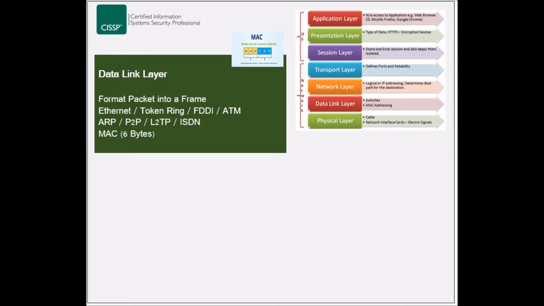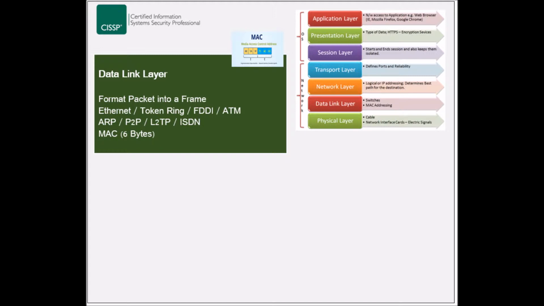The data link layer contains the protocols that convert the packet into the appropriate frame, which is then sent to the physical layer. Some of the protocols found at the data link layer include the address resolution protocol, the point-to-point protocol, the layer 2 tunneling protocol, and the integrated services digital network.